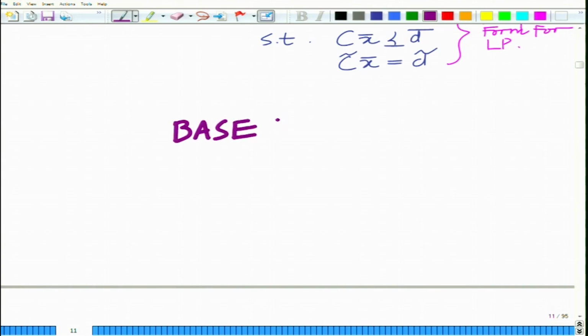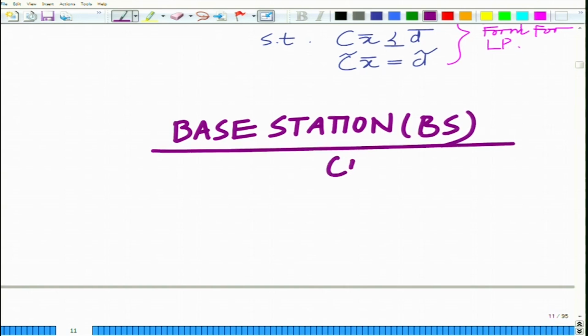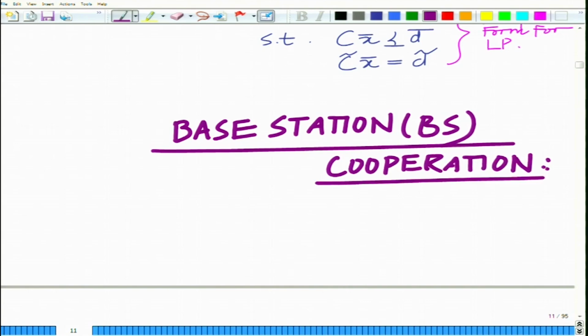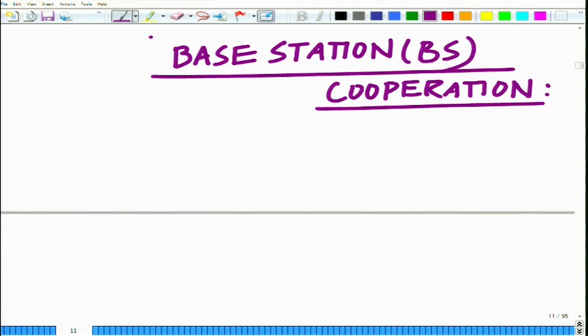Cooperative. And we have already seen what happens in base station cooperation. In base station cooperation, we have a group of cells that are cooperating to transmit to one or many users.